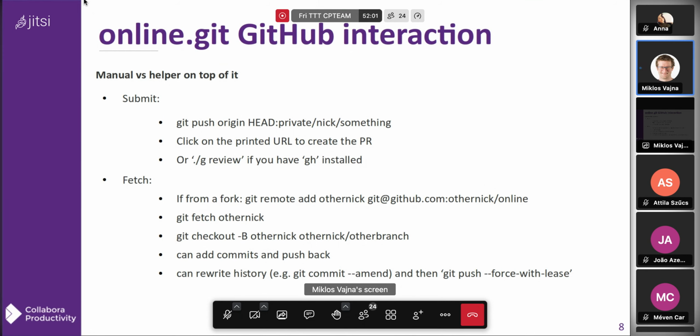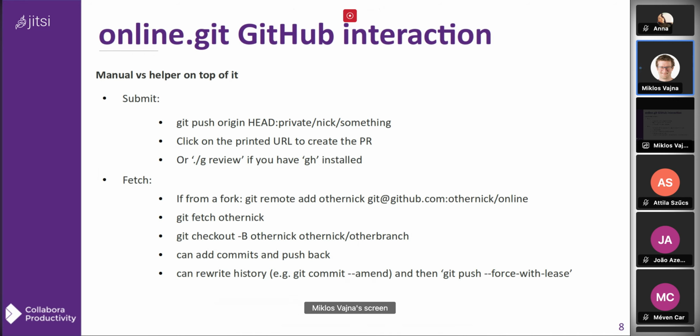Then there is the online side. For online, we use GitHub, which is a whole different beast. Again, you can submit changes and fetch changes there. For submitting, it's a bit similar. I guess most of you are committers for online Git. So what's the easiest is that you push to a private branch, which is not special at all. It's really just a branch with private and your nick as a namespace. And then when you do that push, GitHub will print out a URL for you. You click on that, and you can create the pull request, which will create something which is similar to the Gerrit change.